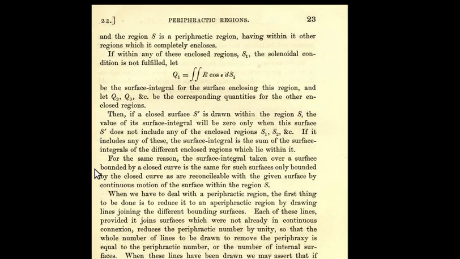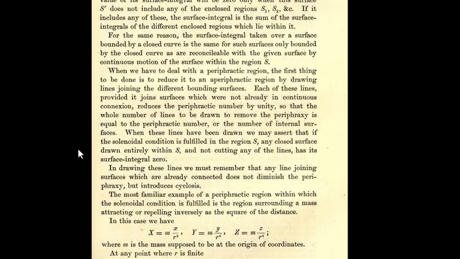Then, if a closed surface S' is drawn within the region S, the value of its surface integral will be 0 only when this surface S' does not include any of the enclosed regions S1, S2, and so on. If it includes any of these, the surface integral is the sum of the surface integrals of the different enclosed regions which lie within it. For the same reason, the surface integral taken over a surface bounded by a closed curve is the same for such surfaces only bounded by the closed curve as are reconcilable with the given surface by continuous motion of the surface within the region S.